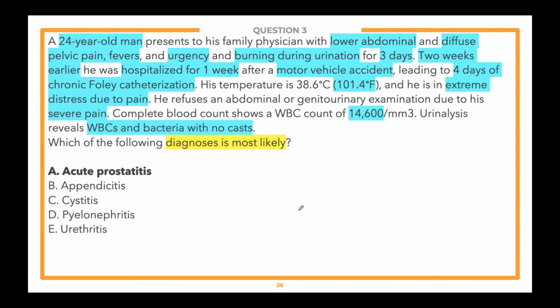Lastly, pyelonephritis. Pyelonephritis can present with leukocytosis, with fever, and with white blood cells in the urine, what we call pyuria. But we would want to see white blood cell casts in that situation, indicating a higher infection. So in this case, it's a tough question, but the better answer choice here is probably acute prostatitis.